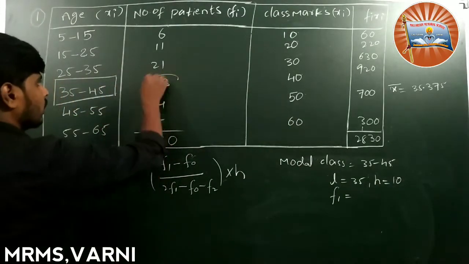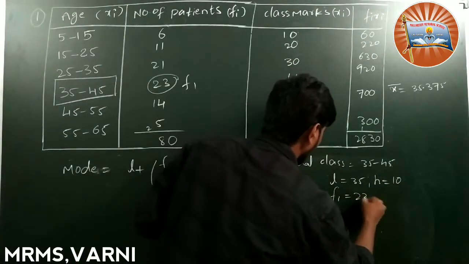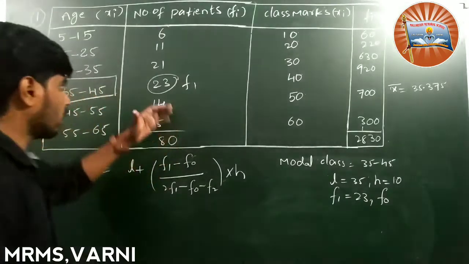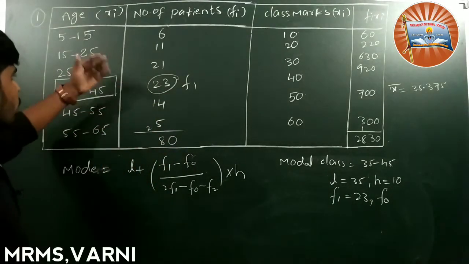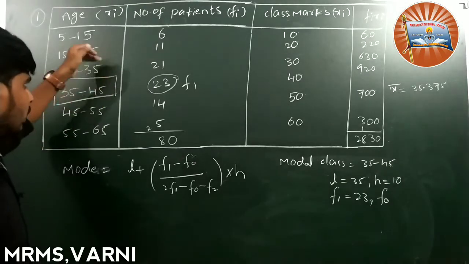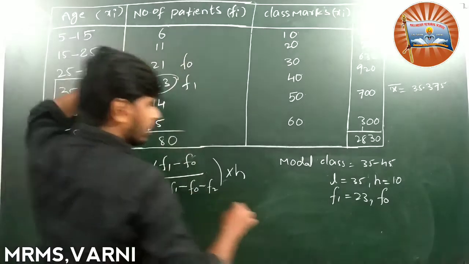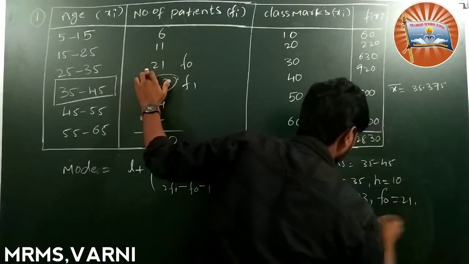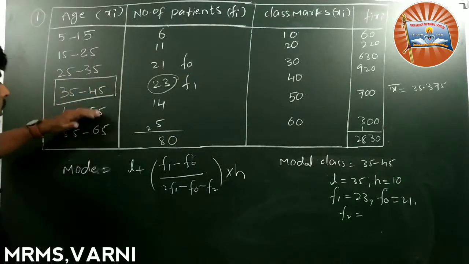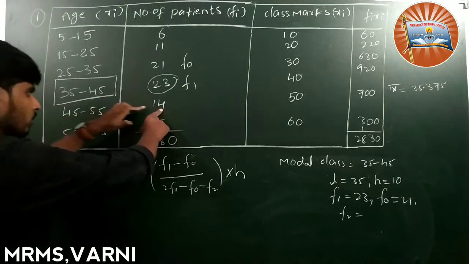It is this. This is F1. F1 is 23. Now F0. So the preceding of the modal class frequency. Okay. This is the modal class. The preceding class is this, and the frequency is 21. This is our F0. It is 21, and F2 is the succeeding of the modal class. This one is the succeeding class of the modal class, and the frequency is 14 here.